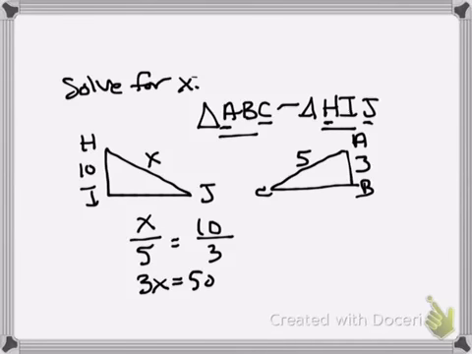That should be the same value as 5 times 10 or 50. And divide both sides by 3 to get 16 2/3. The missing side is 16 2/3.